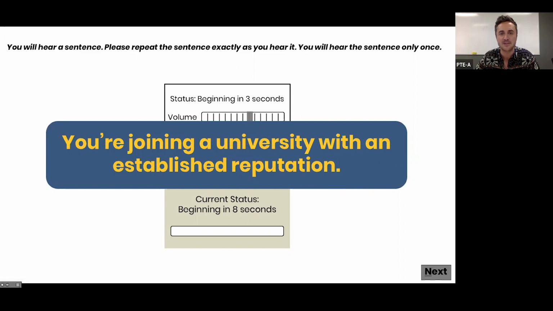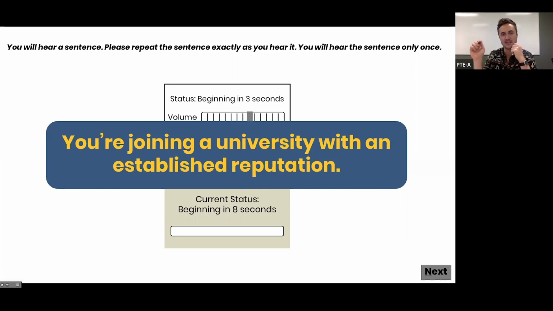Melinda: On the actual test, will there be a little bit of time to prepare before repeating the sentence? Yes, you get about 3 seconds. So the sentence is said, you're joining a university with an established reputation. 1, 2, beep. And then you have to say it. So I think you get 2 or 3 seconds. You will see visually when the recorder opens when it's time to speak, and you should start speaking almost immediately.